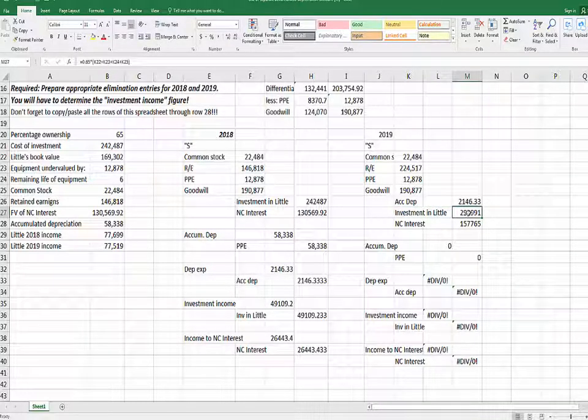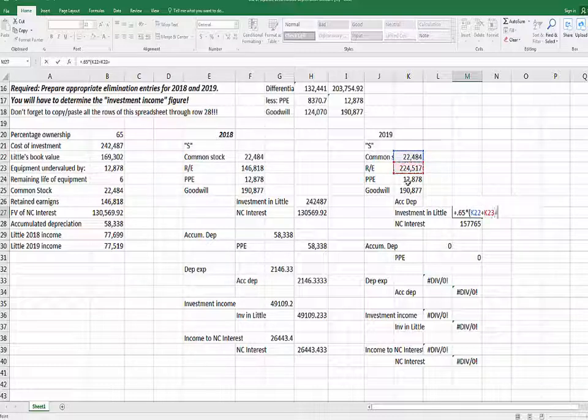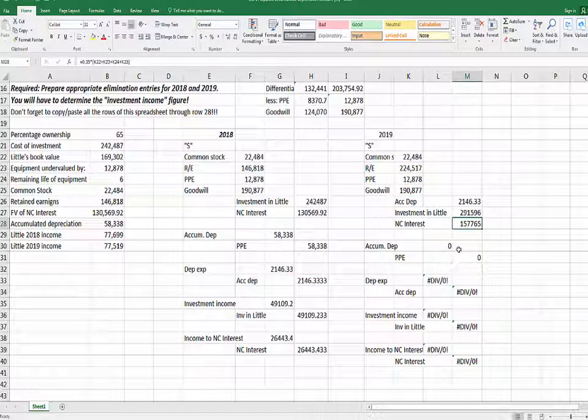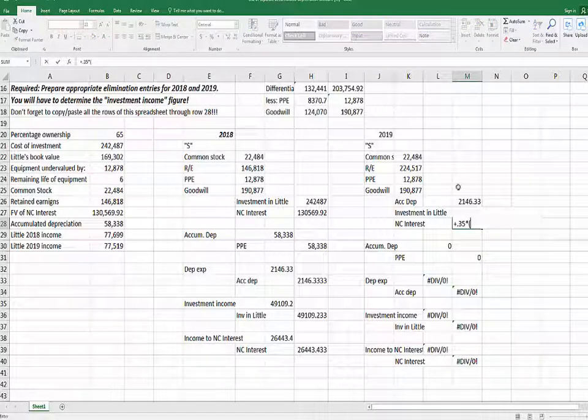The investment in Little, again, it's going to be their share, 65%, of all of this stuff in the 5 lines above. So that plus that plus that plus that minus that. The non-controlling interest, their share, 35% of that plus that plus that plus that minus that.